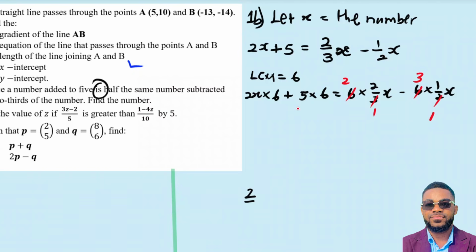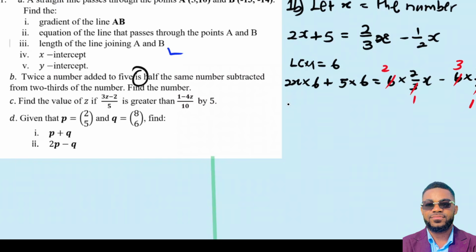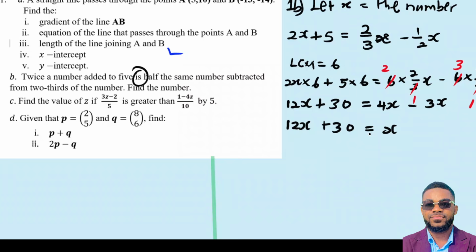Now let's do the multiplication. 2x times 6 is going to be 12x. So you have 12x here, and now plus 5 times 6 is going to be 30. So you have 30 here equal to 2 times 2x, which is 4x, and now minus 3 times x, which is 3x. We have been able to do away with the fraction, or eliminate the fraction. At this point, we can still simplify. We have 12x plus 30 equal to 4x minus 3x, which is x. So that's what we have.